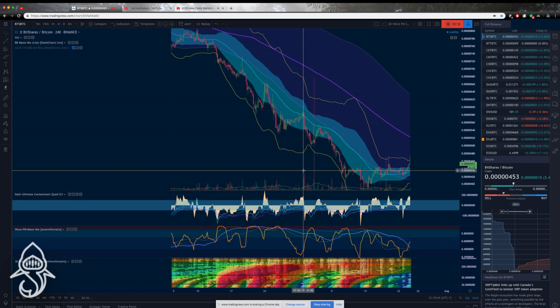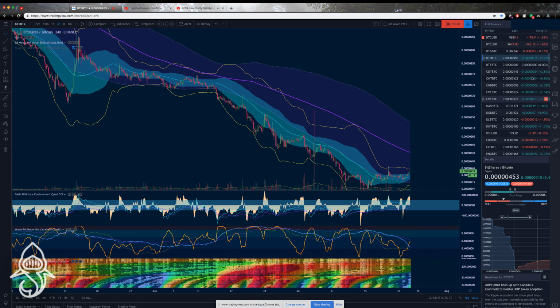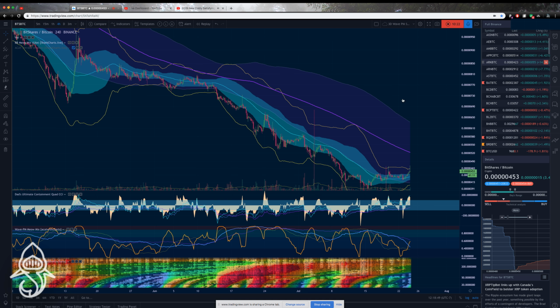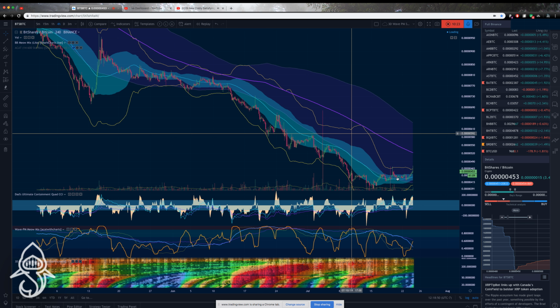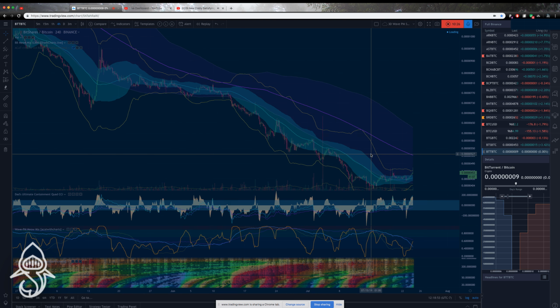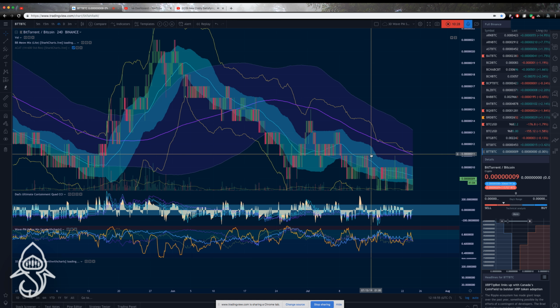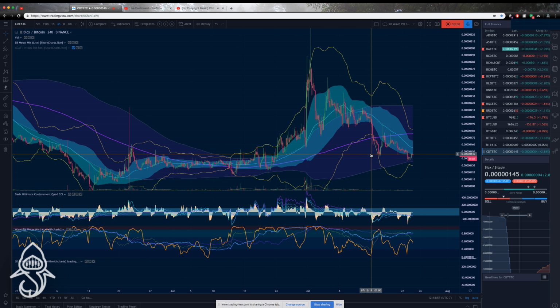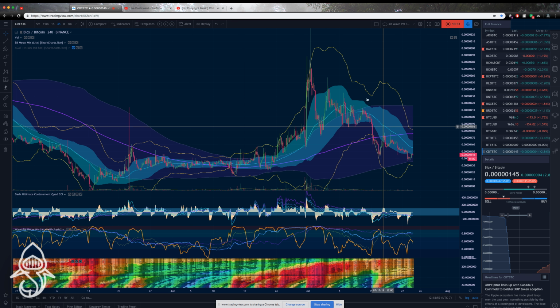BTS. Same as the earlier A's. Same chart. Bullish mean reversion, positive wave PM cross. No thanks. We got CDT.